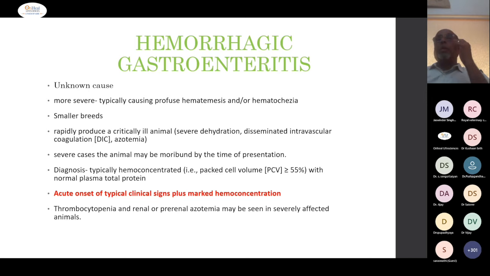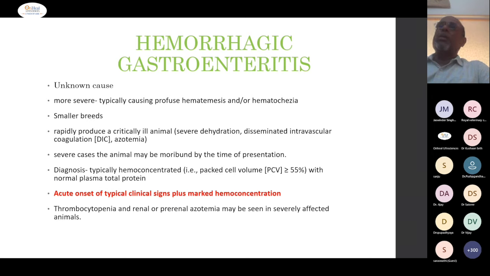Though it is said that the cause is unknown, there are a lot of anecdotal reports that it is Clostridium, which is the most important cause of hemorrhagic gastroenteritis in pets. Especially when you find pets licking crow droppings or bird droppings like dove and pigeon droppings, or taking bones dropped by these migratory birds, they can get infected with Clostridium organisms, and that will be the most important cause for hemorrhagic gastroenteritis. Okay, and they typically cause hematemesis and hematochezia.